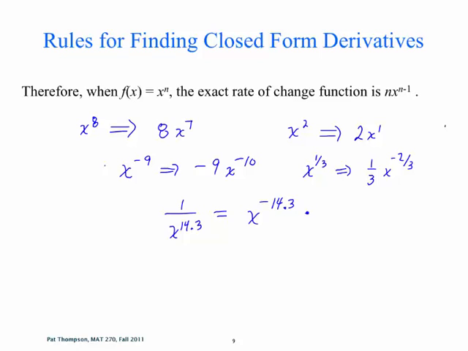And now I'm going to find the rate of change. Negative 14.3 x to the... Subtract 1. So the rate of change of 1 over x to the 14.3 is negative 14.3 x to the negative 15.3.